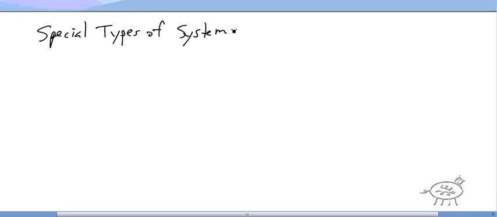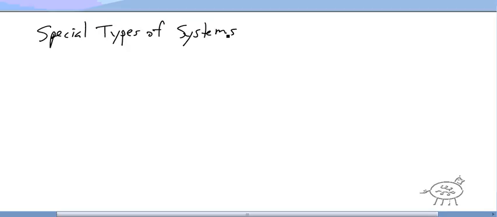Right now, we're going to work on special types or special cases of systems. So let's see what we actually mean by that. Let's start out with a nice problem here.